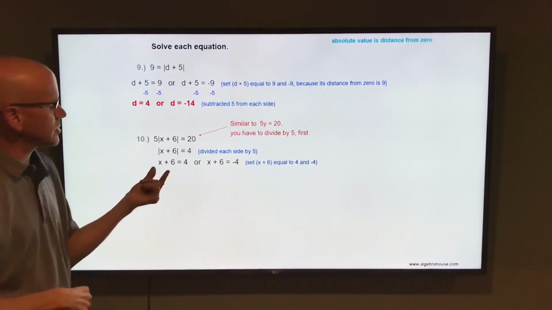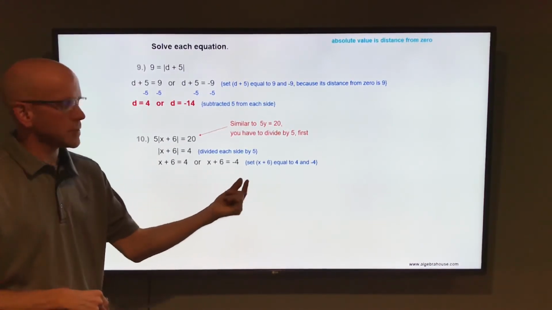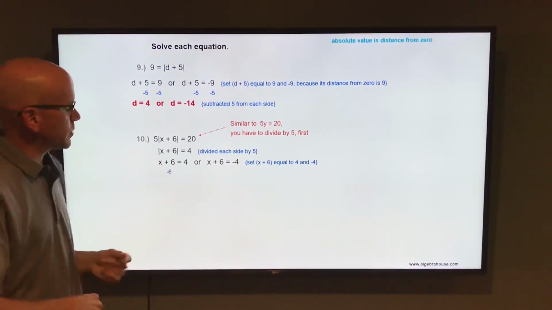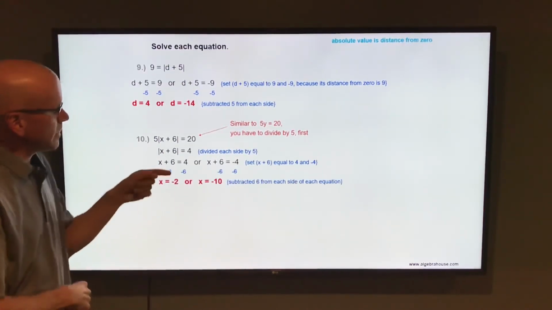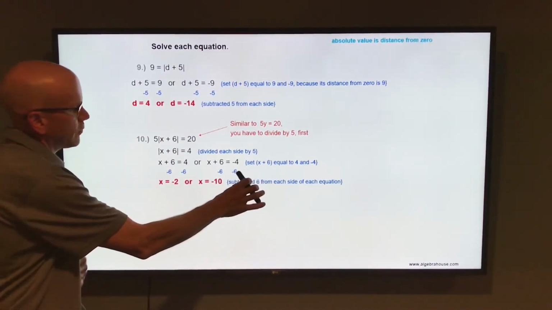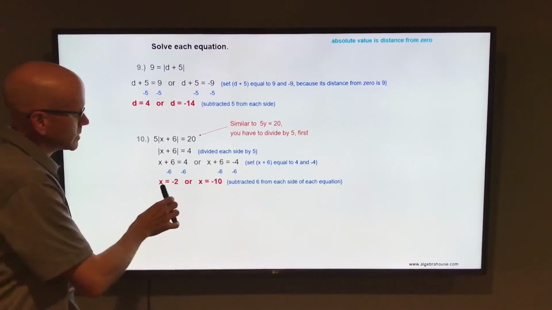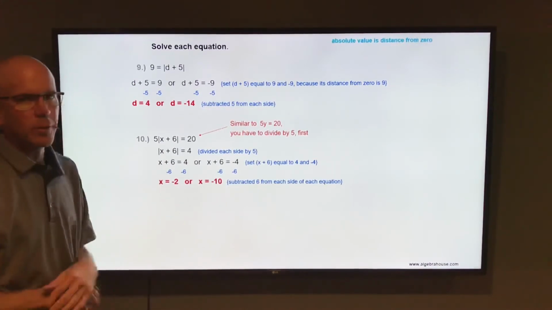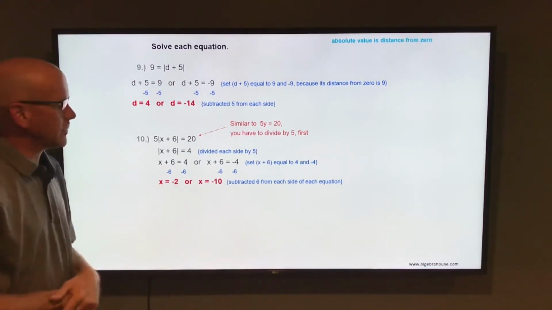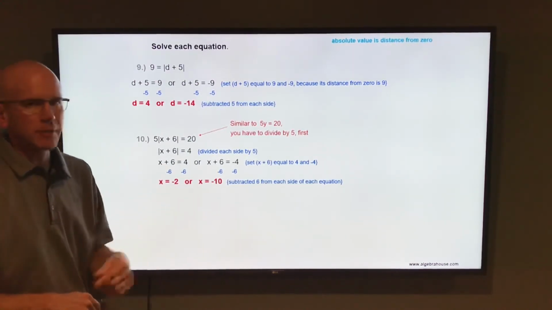So x plus 6 could be equal to 4, or x plus 6 could be equal to negative 4. In each equation, we're going to subtract 6 from each side. In that first equation, 4 minus 6 is negative 2. In the second equation, negative 4 minus 6 is negative 10. So x does equal negative 2 or negative 10. To check those, put those back in, and you're going to find out x does equal negative 2 or negative 10.